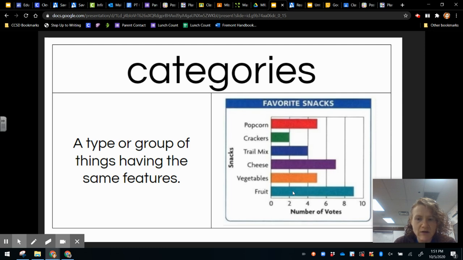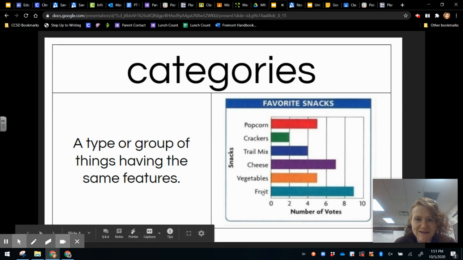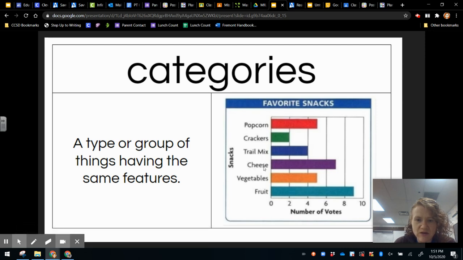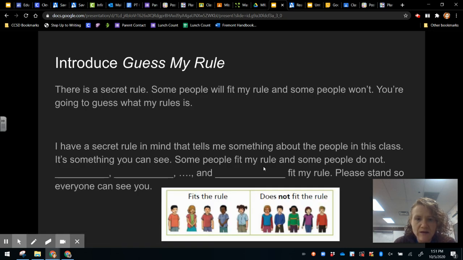Usually when we are collecting data, we have categories that they're grouped into. For example, we have this right here. These are different snacks, and these are the categories: popcorn, crackers, trail mix, cheese, vegetables, fruit.